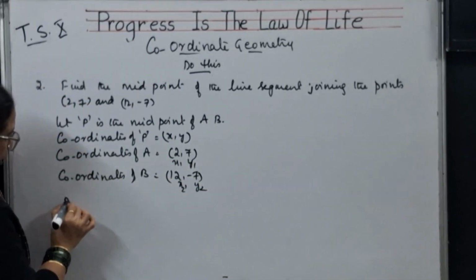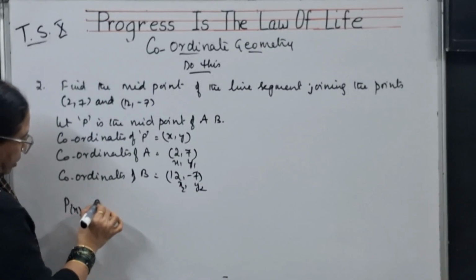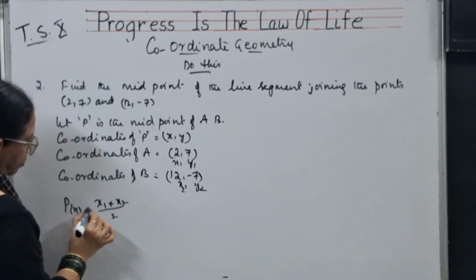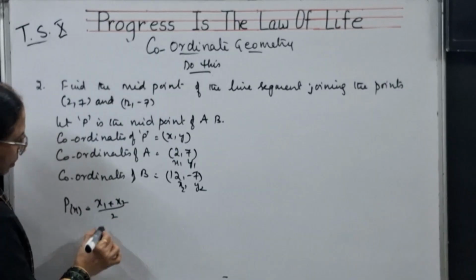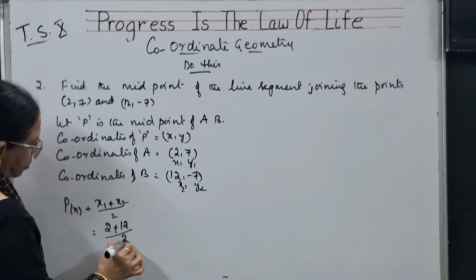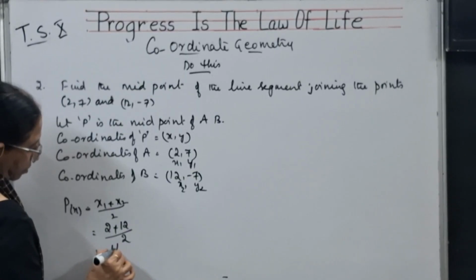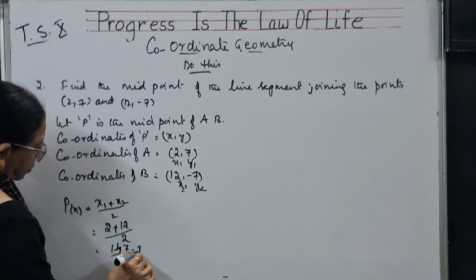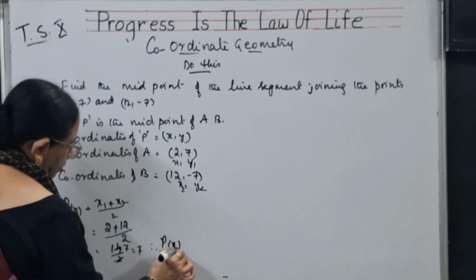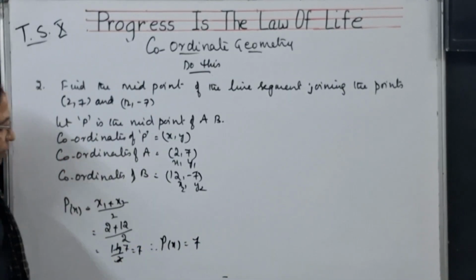So, what is P of x? Midpoint formula x1 plus x2 by 2. What is x1? 2 plus x2, 12 by 2. That is 14 by 2, 7. So, P of x is equal to 7.